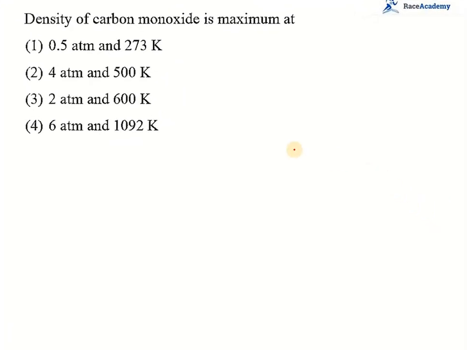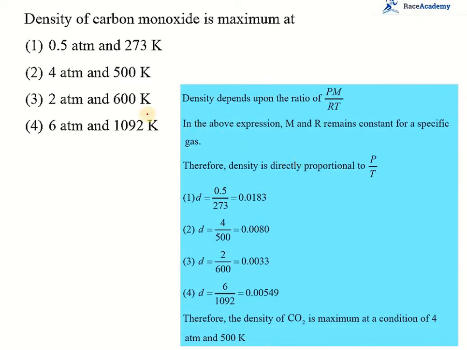Next question. Density of carbon monoxide is maximum at... So we have to check every option. Density is PM by RT is the formula we have. In this expression, M and R are constant. For the remaining values, if you check, the first option we have is 0.5 pressure by temperature 273.